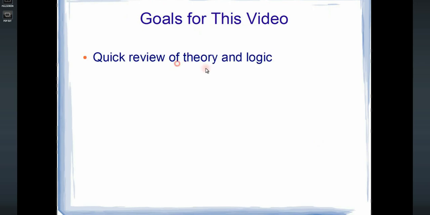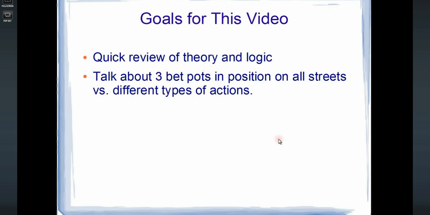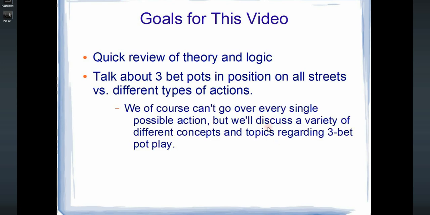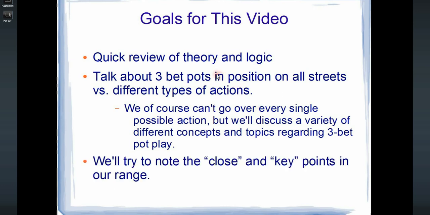The goals for this video are going to be to go over a quick review of theory and logic, then we'll talk about 3-bet pots in position on all streets versus different types of actions. We of course can't go over every single possible action, but we'll discuss a variety of different concepts and topics regarding 3-bet pot play. So we're definitely not going to limit ourselves to just analyzing the flop. We're going to go into the turn and the river, and we'll try to note the close and key points in our range. I'm also not going to list what I would do with every single hand in my range because that will just take too long, but I want to point out the stuff that I think is really close or really key.